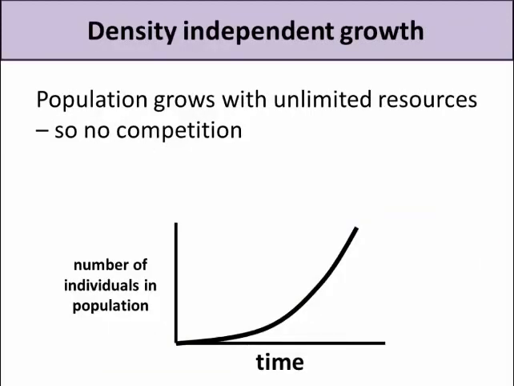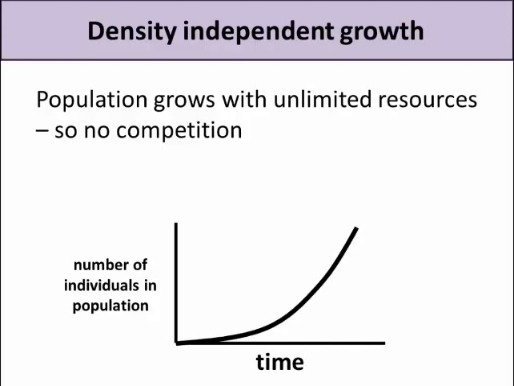So density-independent population growth. This is where population grows with unlimited resource and there's no competition. Now, because this is population biology, we're talking about competition within the species. So that would be intra-specific competition, not competition with other species. If you look at the graph on the x-axis, we have time, and on the y-axis, we have the number of individuals in a population.